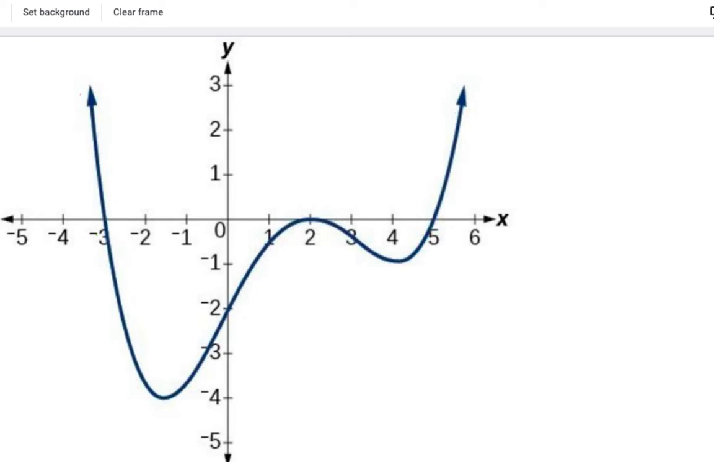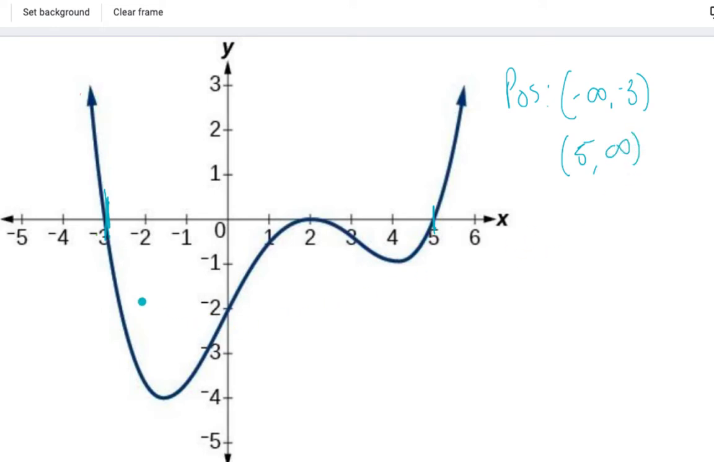Another thing we want to look at with a graph is where it's positive or where it's negative. In this case, it's positive from negative infinity up to negative 3, and also from 5 up to infinity. So you would say the graph is positive, using our notation here, negative infinity to negative 3. It's a parenthesis at negative 3 because it's not positive at negative 3, it's 0. And also from 5 up to positive infinity.